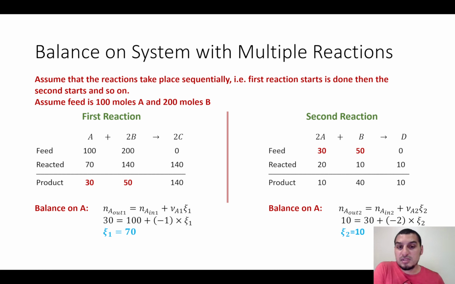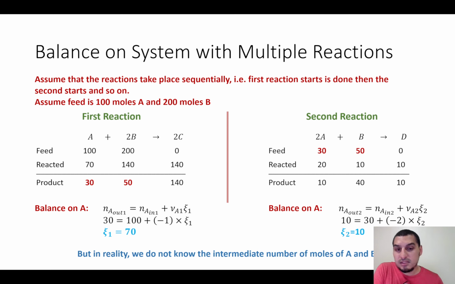And if the reactions are sequential, then we know that there will be an intermediate value of A, and of A and B, of course, between the two reactions. And in reality, we cannot jump inside the reactor and count the number of moles of A that will happen in the first reaction, and then before the second reaction starts. Of course, even if this were possible, the reactions don't go this way.